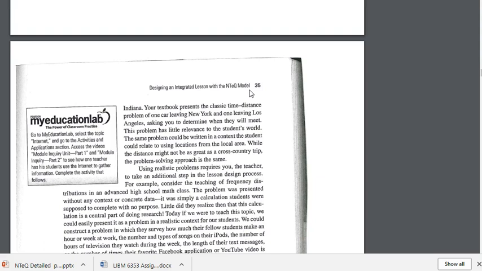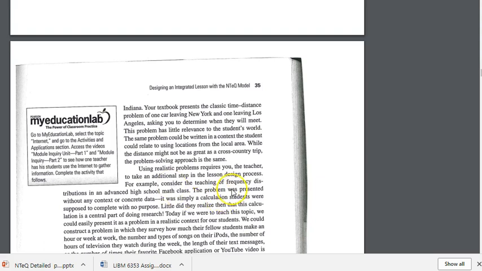A lot of kids, they're probably picturing in their mind, they don't even know where Los Angeles or New York is at that point in time, but if they hear things that are relevant to them and they can look on a map and calculate those distances, hopefully, it would still have the same problem-solving approach as the original problem, but it would make it a little more relevant to those students. So using realistic problems does require you, the teacher, to take a little bit of an additional step in the lesson design process to make it relevant.